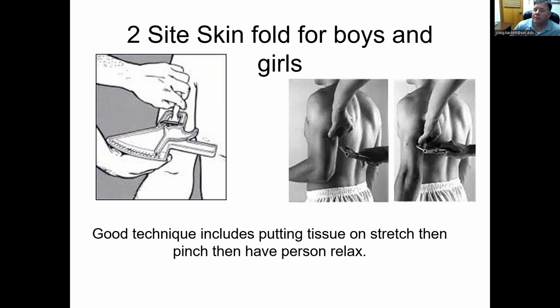And the other example may be true too, that you might pick the site test where they carry all their fat, and then it predicts fat everywhere. So you really do have to use some common sense when you do these techniques to make sure that you get the right sites for that person.